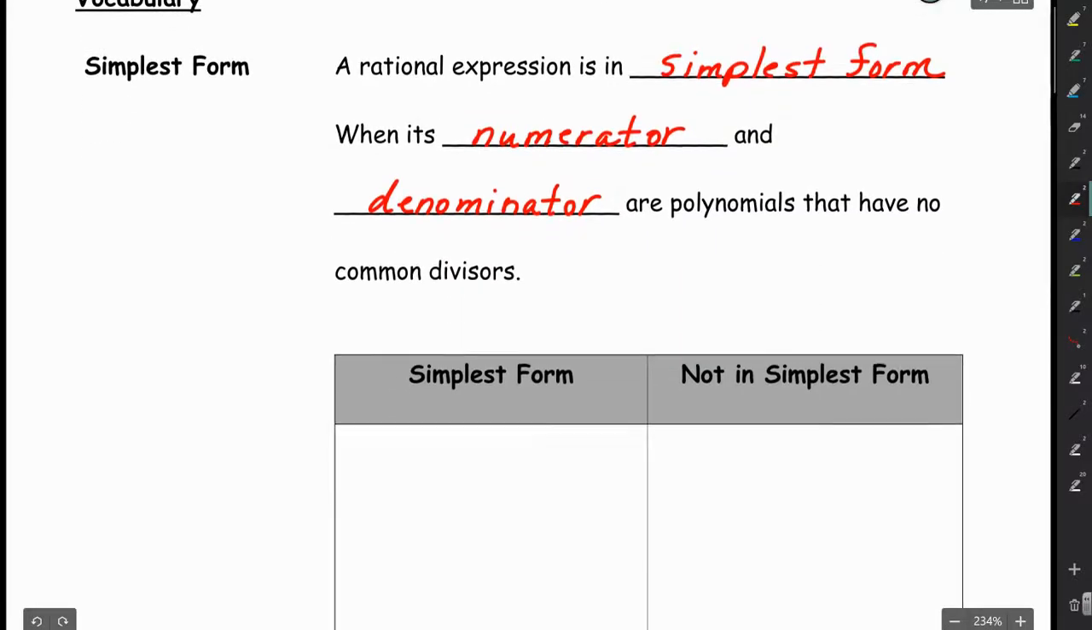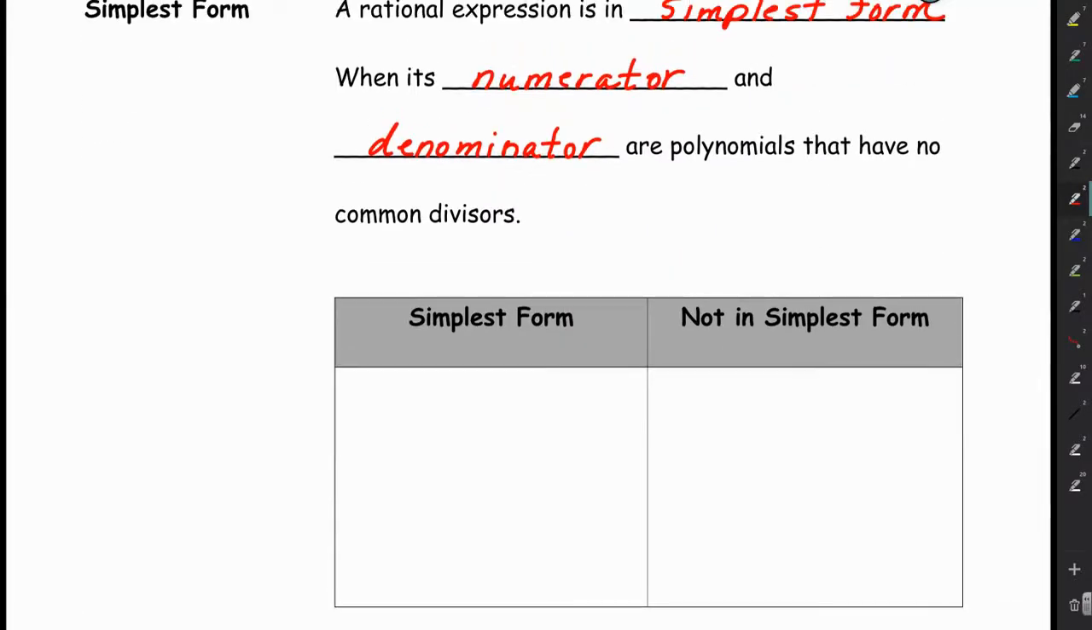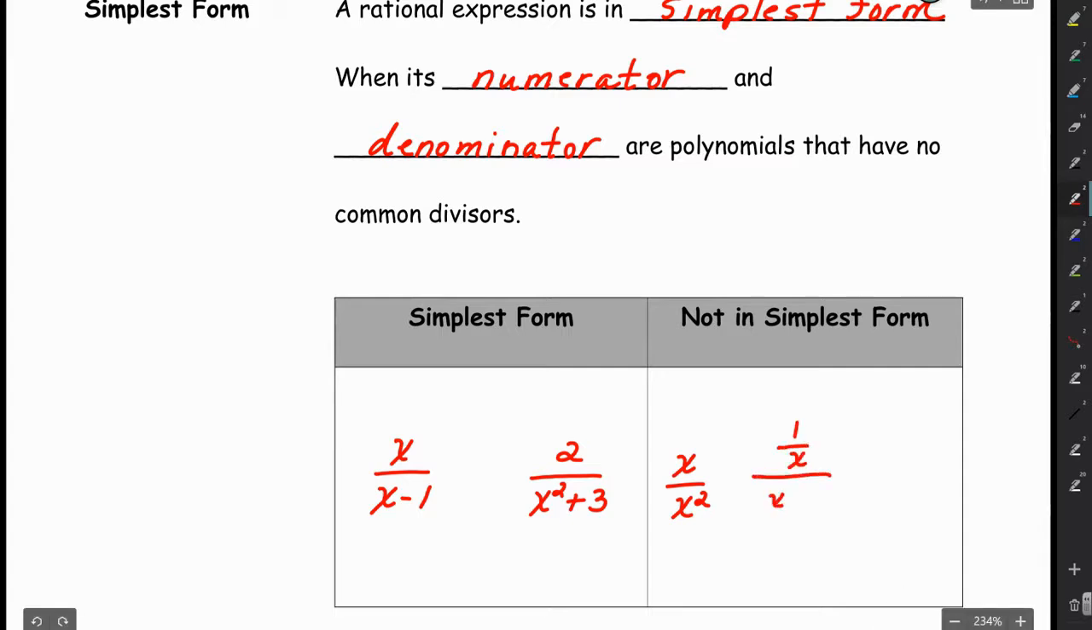So let's look at some examples. A rational expression in simplest form could be something like x over x minus 1, or 2 over x squared plus 3. Now some examples of rational expressions not in simplest form: say x over x squared, that could be simplified further. 1 over x all divided by x plus 1, that could be simplified further. Or maybe we have something like 2 times (x minus 3) over 3 times (x minus 3). So all of these could be simplified further.